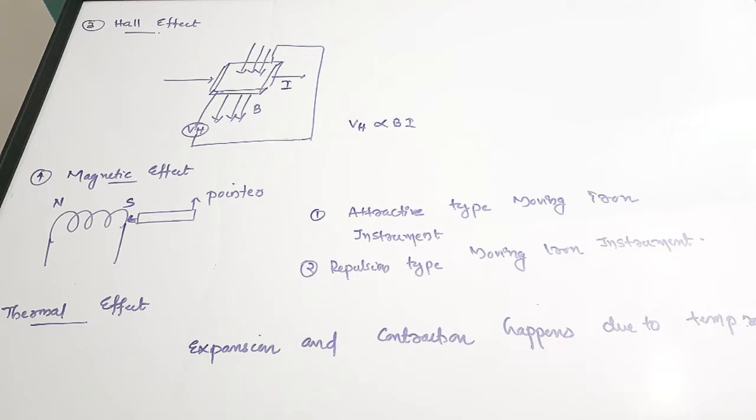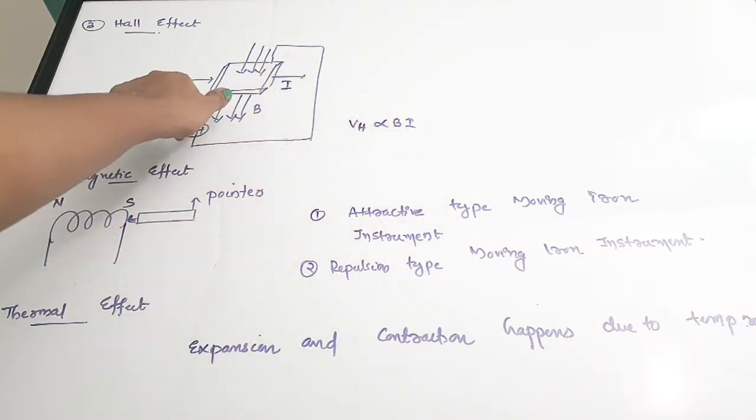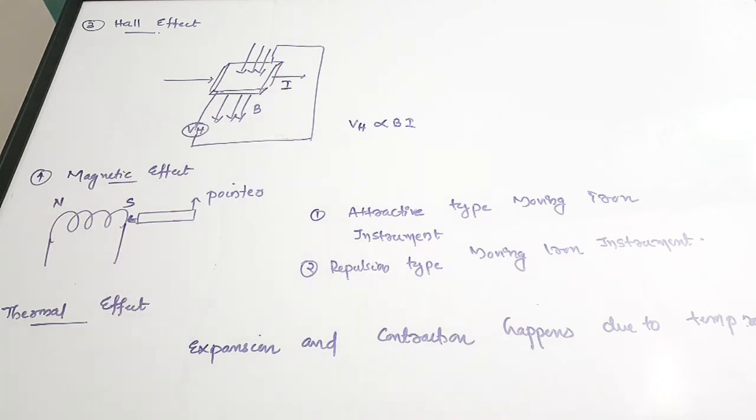So voltage is introduced. When a conductor is placed perpendicular to the magnetic field, some voltage is induced, and that voltage is called the Hall voltage, and it is proportional to magnetic field into current. Current will be in this direction, and this effect is made use of to move the pointer or make the pointer deflect. So that type of instruments are called the Hall effect type deflecting instruments. That is the third category.